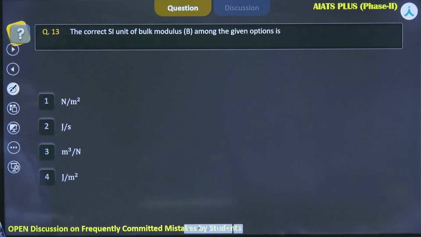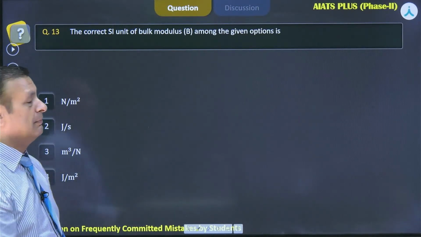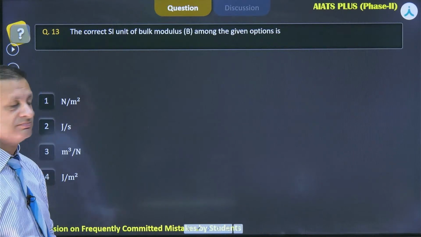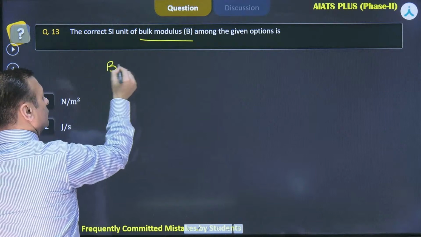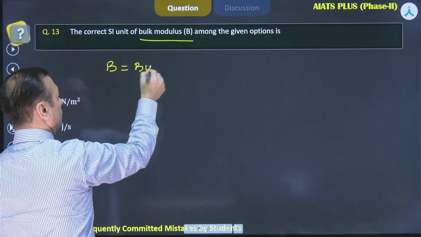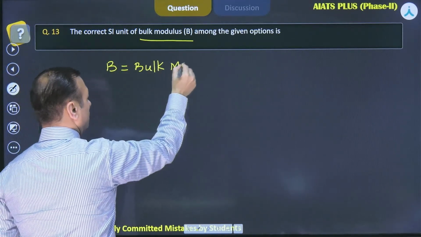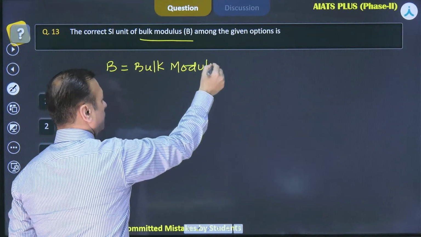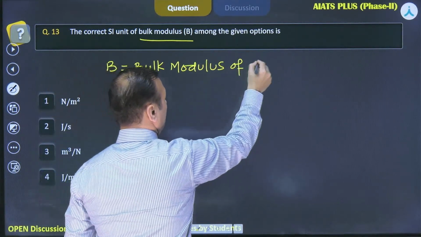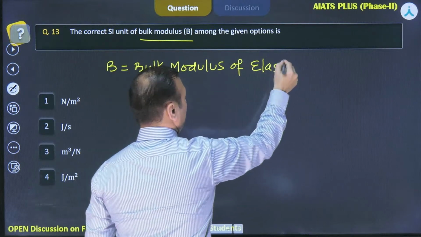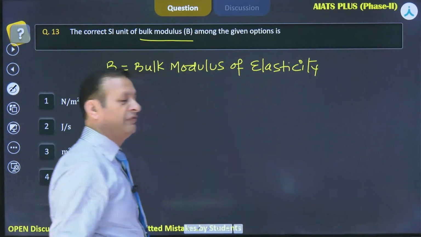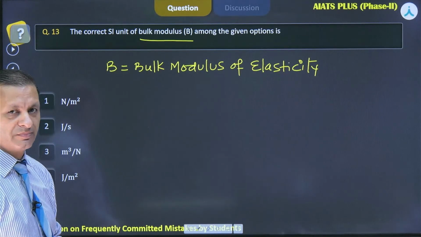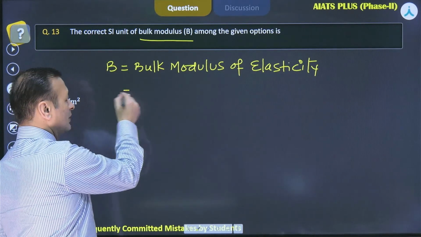The correct SI unit of bulk modulus B among the given options is... bulk modulus. So this is the bulk modulus of elasticity. How do you define bulk modulus?